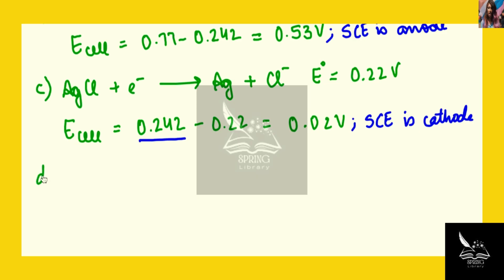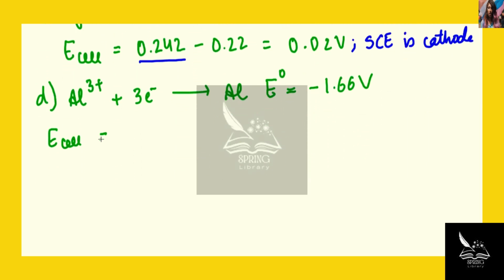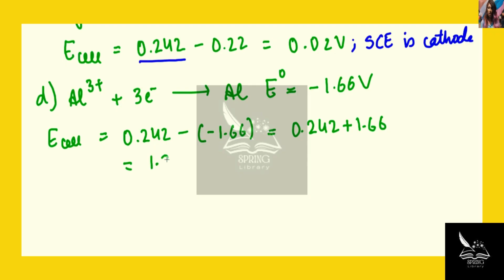Okay, next one, aluminium. So in this case, E naught is minus 1.66 volts. So obviously, since this is negative, we would get 0.242 plus 1.66, which is equal to 1.9 volts. So clearly SCE is cathode here.